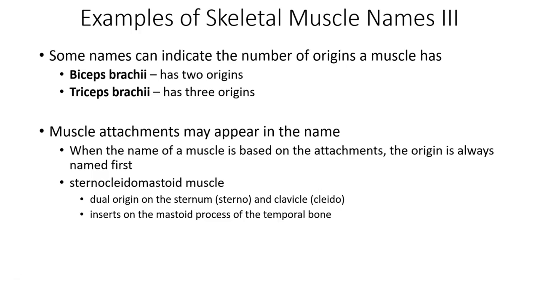So one muscle that we will learn in lab this week is the sternocleidomastoid. Sterno for sternum, cleido for clavicle, mastoid for the mastoid process on the temporal bone. All right, so knowing that gives you an idea of where this muscle is located already. It is going to be in the neck area, connected both to the sternum and clavicle and the mastoid process of the temporal bone and the skull.